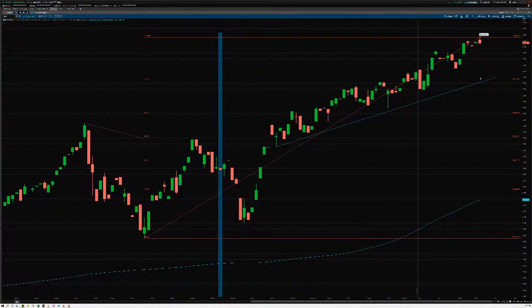So I tend to look at these areas and say, okay, this is probably where it's a good time to get in, in this area, at least for a bounce up, right? Trading futures, it's pretty easy to do.